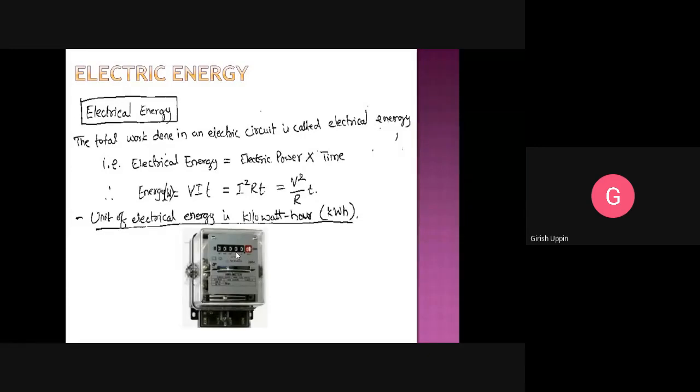Let us say you run that particular washing machine for 1 hour. Its power is how much? 1000 watt into 1 hour. So it has consumed 1 kilowatt hour. That is the energy that is consumed. So that is what this will read. As and when you put the load inside your house, it will start ticking and counting how much energy you are using inside your house.